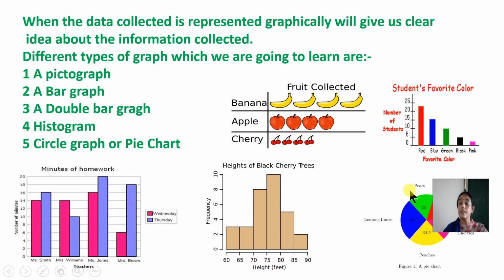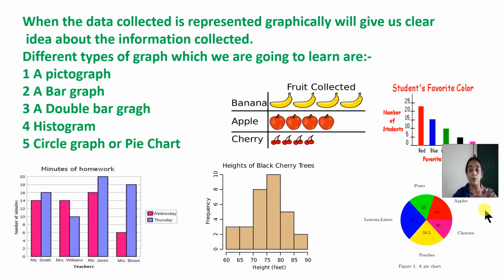And this is a pie chart, also called a circle graph. That is, the information represented in a circular manner is called a circle graph or a pie chart. We are going to go through them one by one in this chapter. And in this chapter we are also going to study about probability. And before we start with the histogram, we are also going to learn about the frequency distribution table.